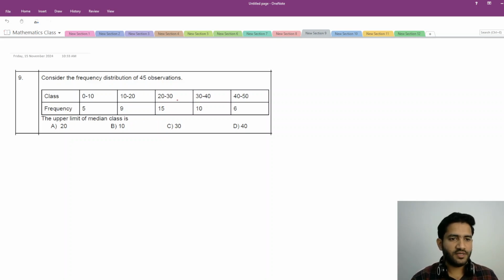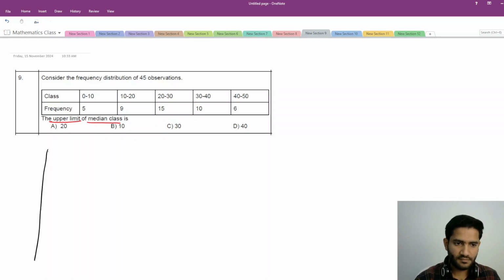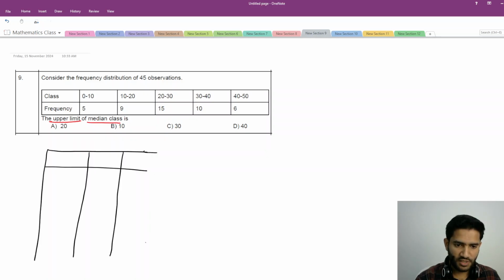Now look at here, the next one. Consider the frequency distribution of 45 observations. This is given, 45 observations are there. We want to find the median class first, then the upper limit. How can we find the median class? We want to draw the table and we want to find the cumulative frequency. Here we have class, frequency, and finally cumulative frequency.